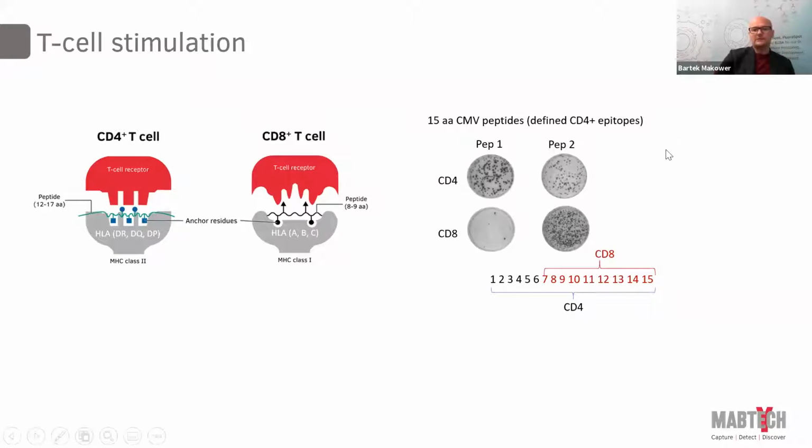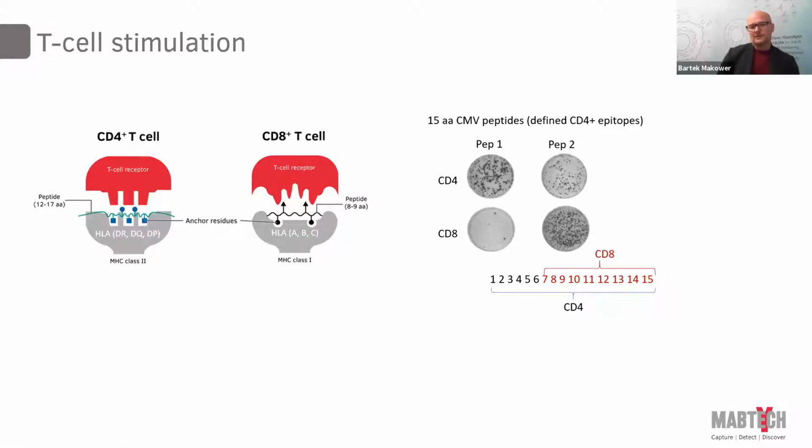On the right here is an example of using defined CD4 epitopes, 15 amino acids in length. And these are from CMV, and then stimulating CD4 cells or CD8 cells with peptide 1 and 2. As you see, peptide 1 really stimulates only CD4 cells, while peptide 2 stimulates both CD4 cells and CD8 cells. So how can this happen?